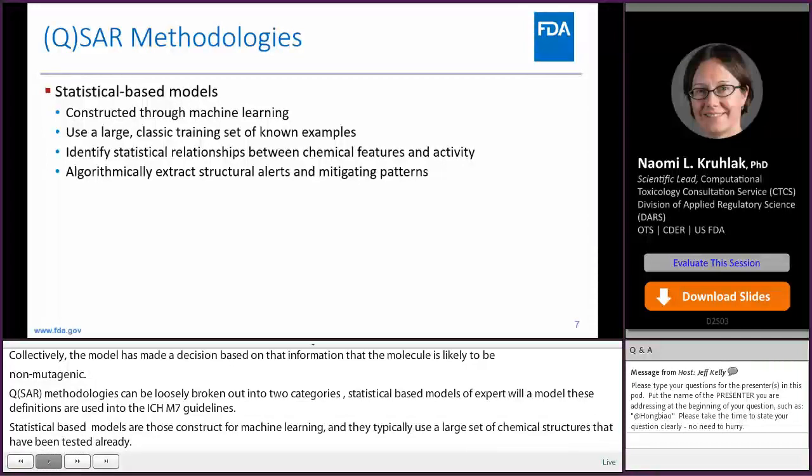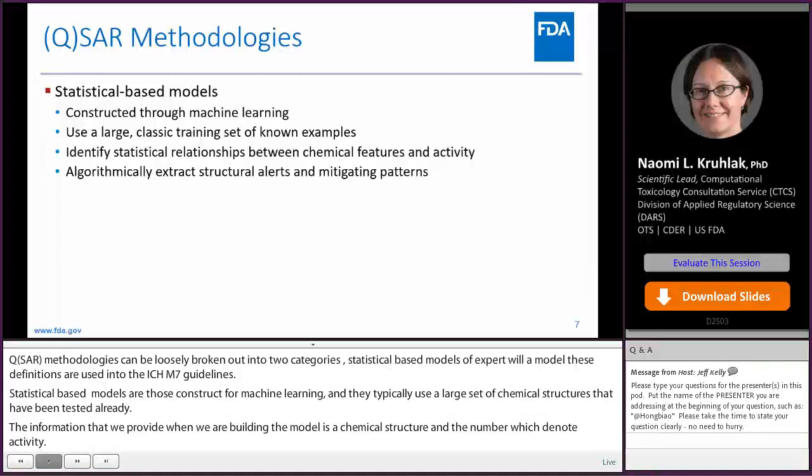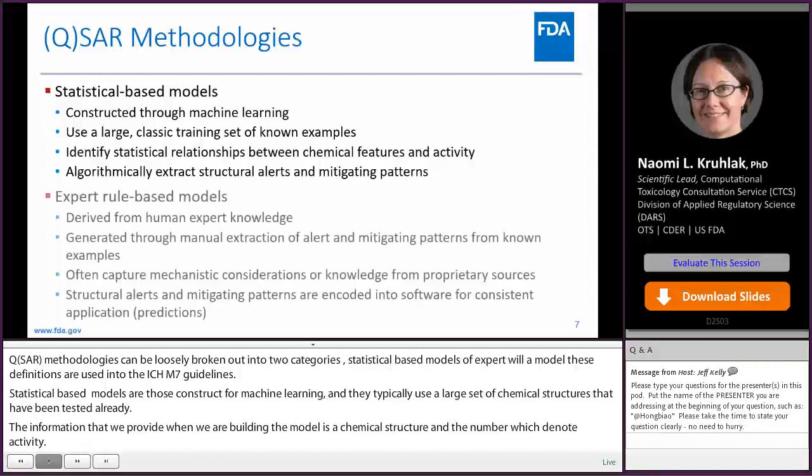The computer algorithm then extracts those statistical relationships between the chemical features and activity, and it algorithmically extracts structural alerts and mitigating patterns without any prior knowledge of mechanisms of reactivity.